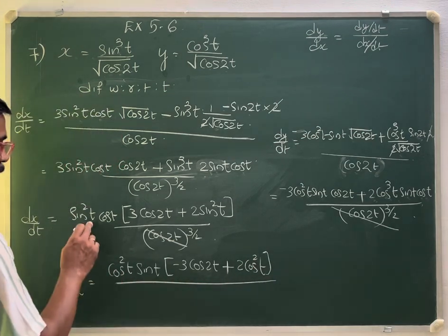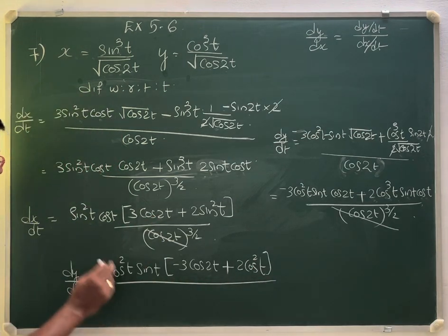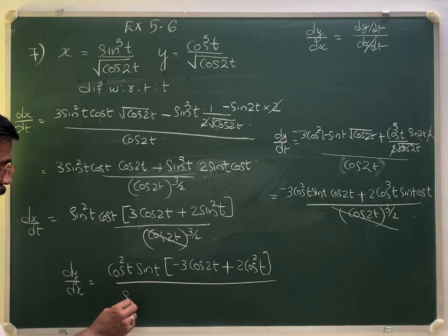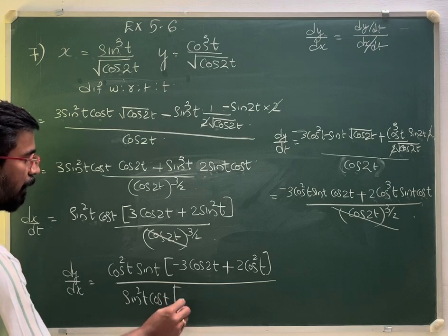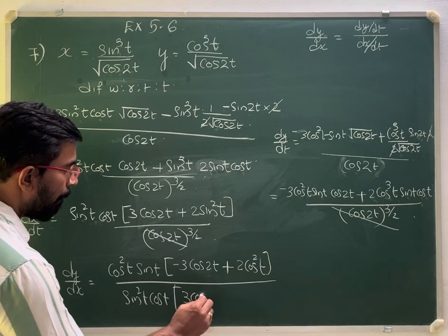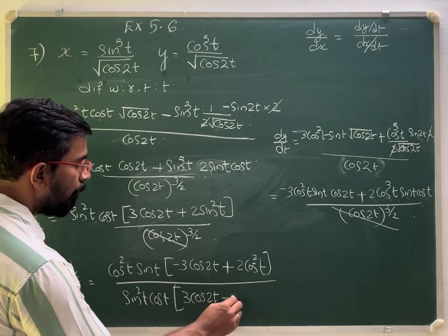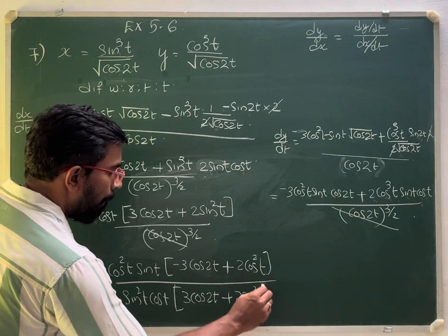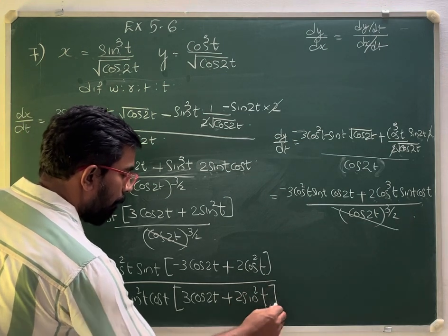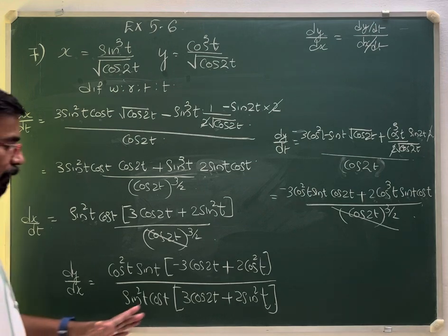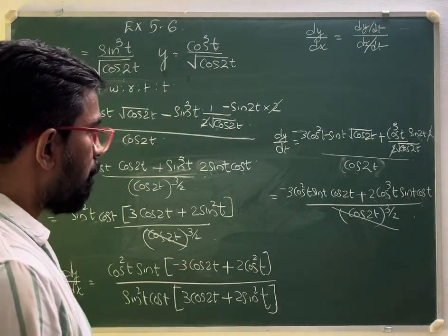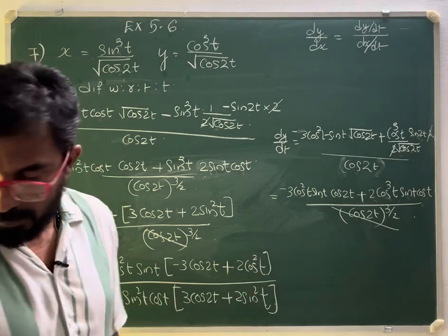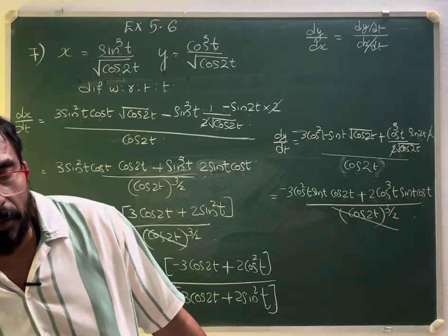divided by the numerator, that is dx by dt, the numerator. So sin square t cos t bracket 3 cos 2t plus 2 sin square t. This much most of you will be doing. Now we need to do further. That is where children make mistakes. Until this, many will do.